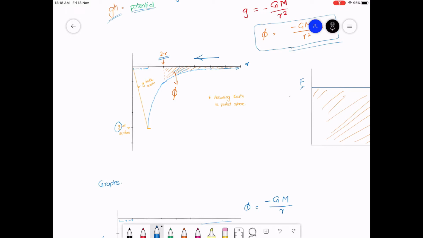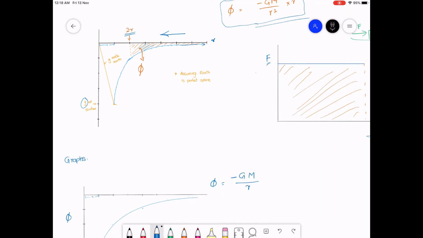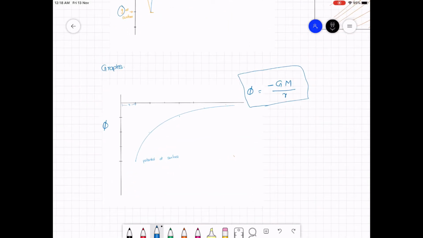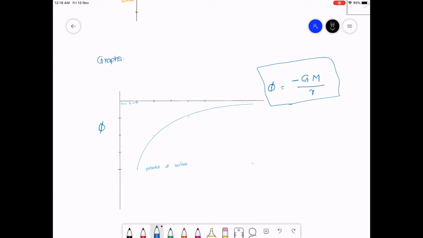Okay, so what do you do to find the area under a curve? You integrate. Now this is not required in the A-level syllabus, but it's still a fun exercise nonetheless. After integrating, you get this right here: phi equals negative GM by r. And since it's gravitational potential energy per unit mass, you don't really consider the mass of the object. It's always taken as 1 kilogram because it's per kilogram.